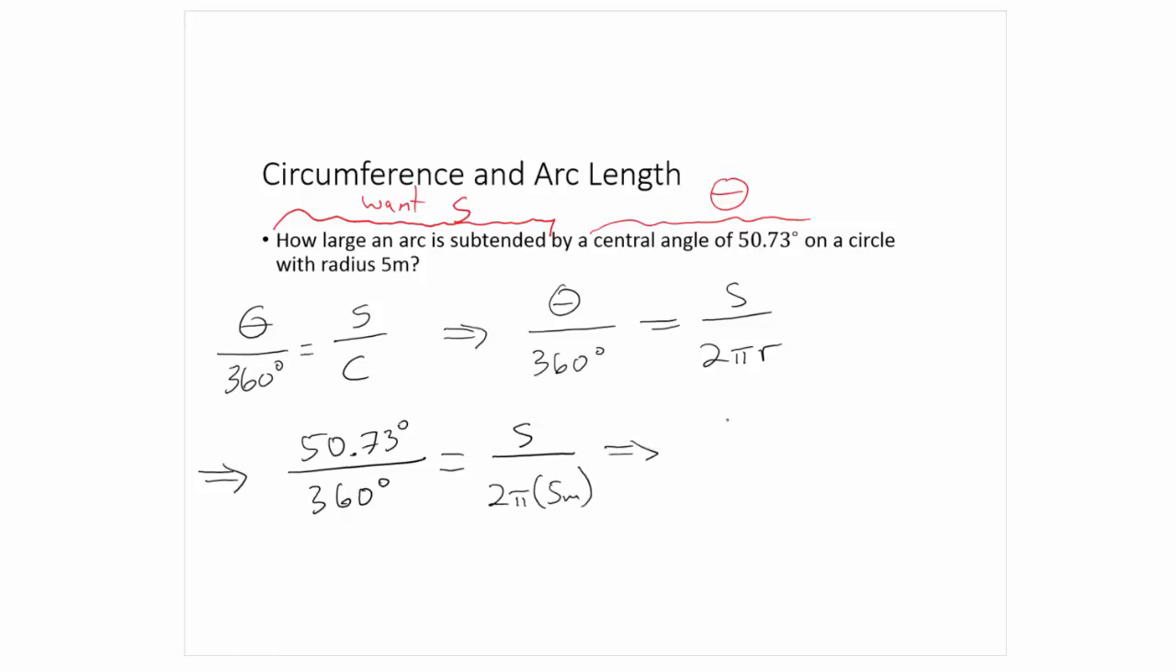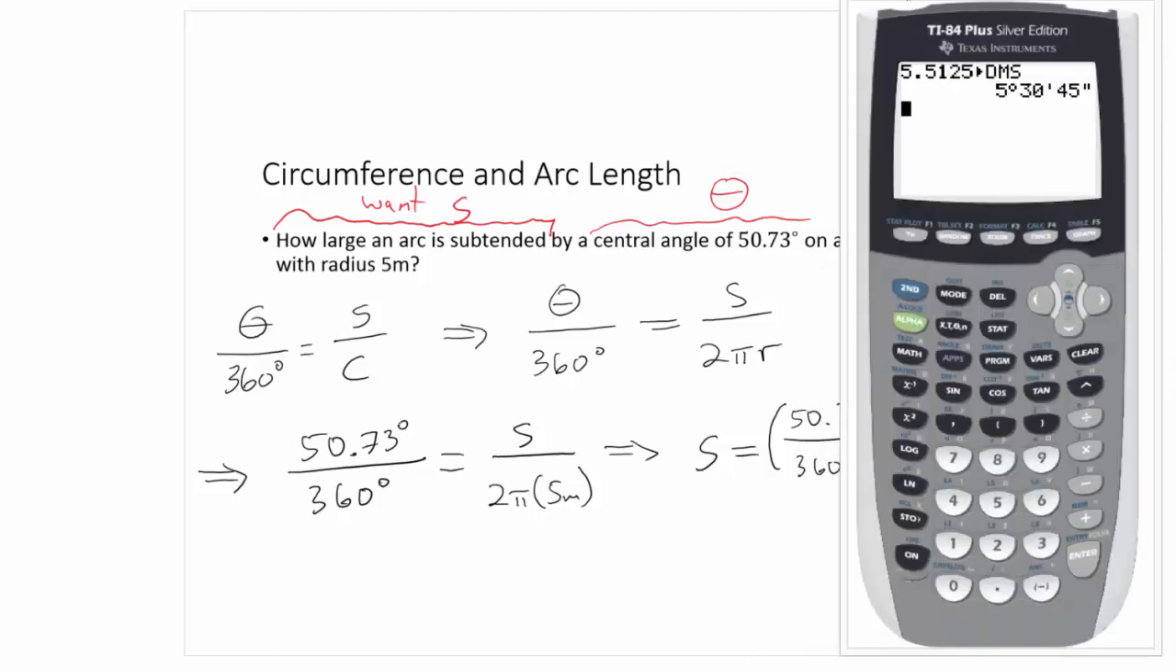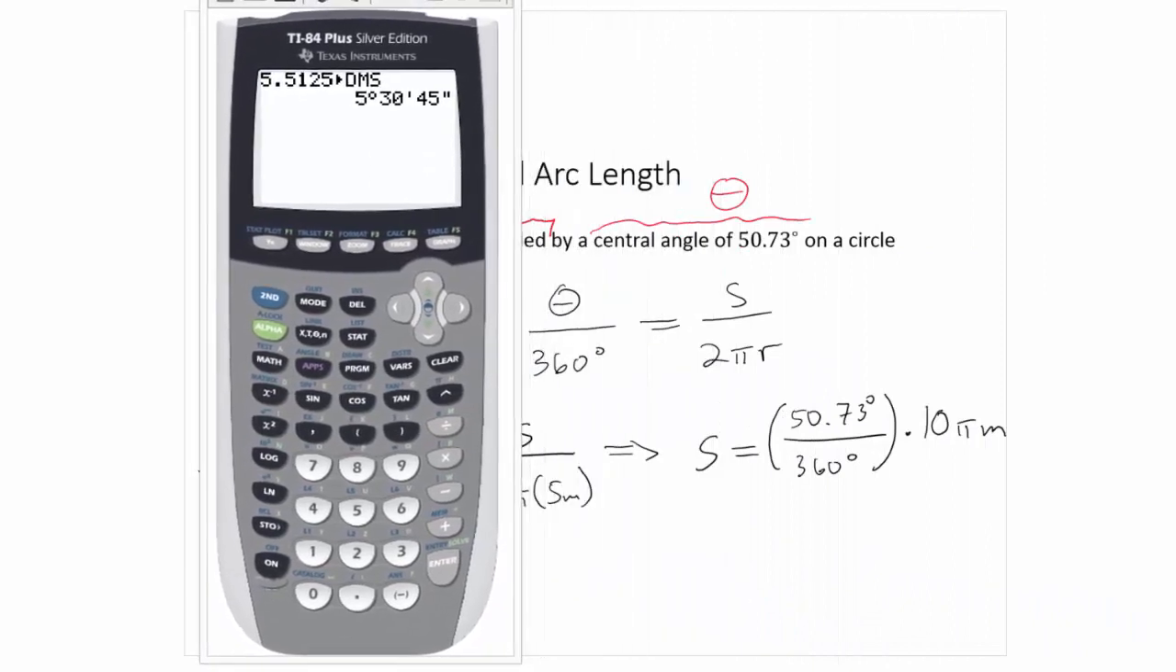So then, solving for s, multiplying through by 2 pi times 5 meters, that's 10 pi meters, I'd have s equals 50.73 degrees over 360 degrees, multiplied by 10 pi meters. All right, so let's bring up our calculator. And let me bring it over here so we can easily see the calculation.